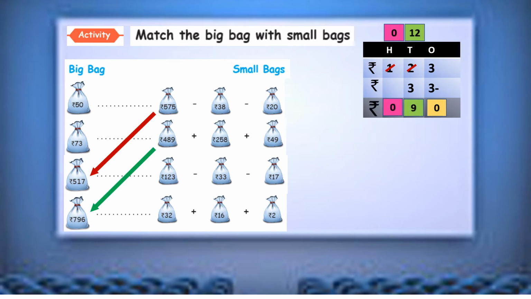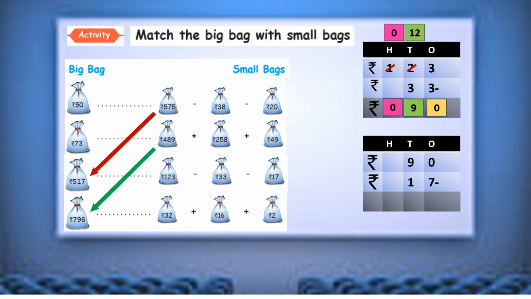From that 90, we are going to subtract rupees 17. Fine. So 0 is not enough to subtract 7. So cancel that and get 1 ten from 9.